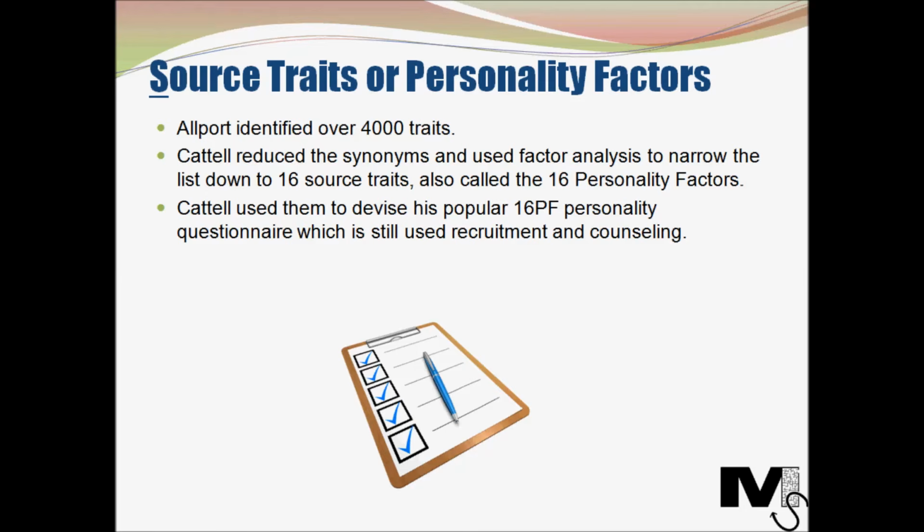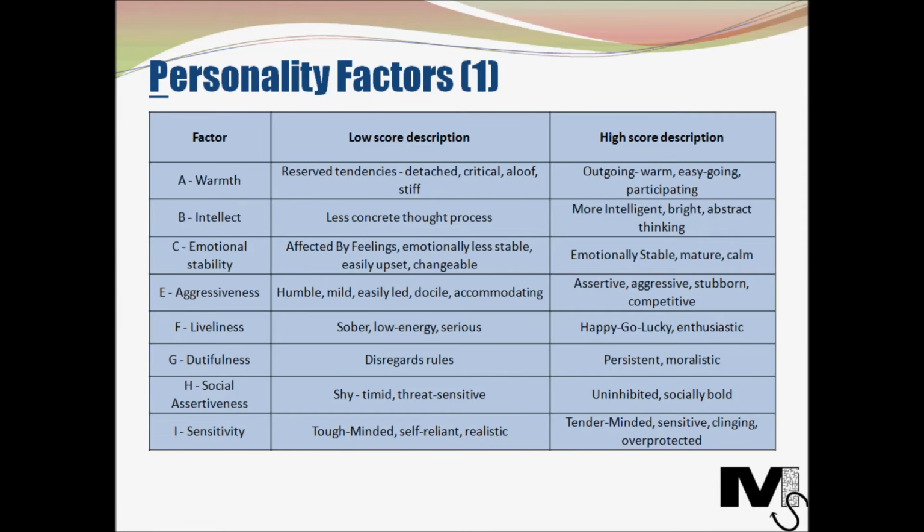in recruitment and counseling. So it is extremely important and it is one of the most significant contributions provided by Cattell. And now we look into his 16 personality factors or source traits and understand the implication of a low score description and a high score description. The first factor is A or warmth. A low score implies reserved tendencies like detachment, being critical, being aloof, or being stiff. A high score description can mean outgoing behavior, being warm, being easygoing, being participating.